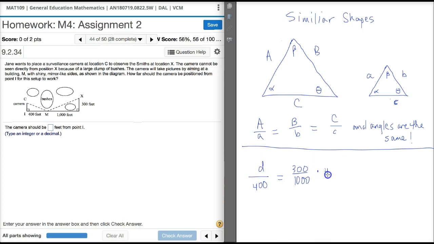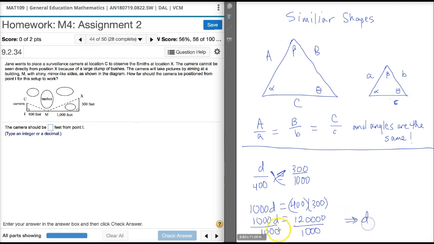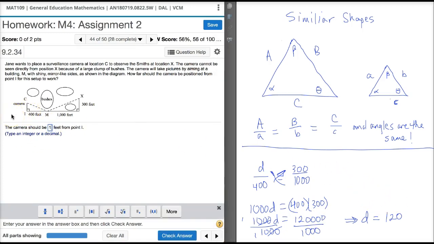And of course, to do that, I can just multiply both sides of my equation by 400. Or another way, which you're probably used to doing by now, is we can do cross multiplication, same thing. So if we do cross multiplication, then we have 1,000 times D is equal to 400 times 300. Of course, 1,000 D over here, and 400 times 300 is 12 with 4 zeros. And we just divide both sides by 1,000. And on this side, that just gives us D. And over here, this should give us 120. And that should be how far it should be from point I, 120 feet for this setup to work.